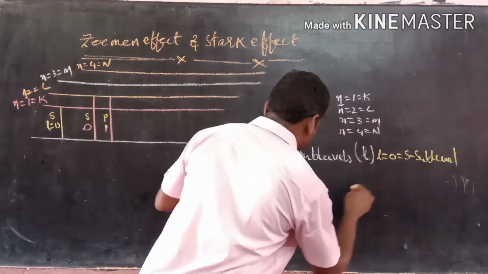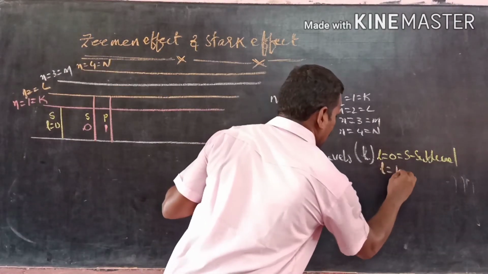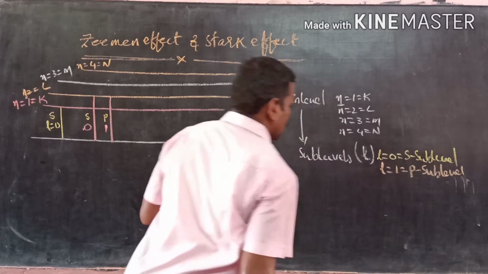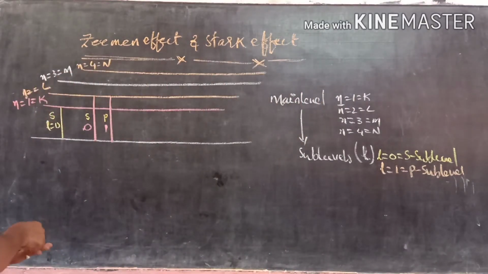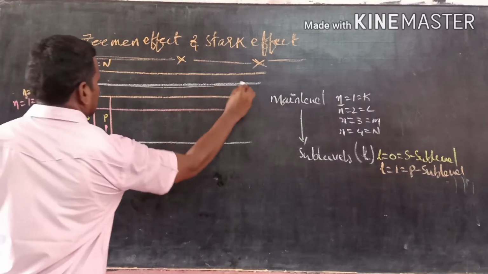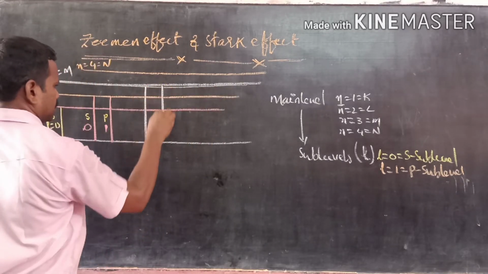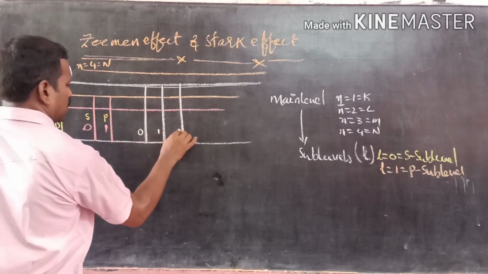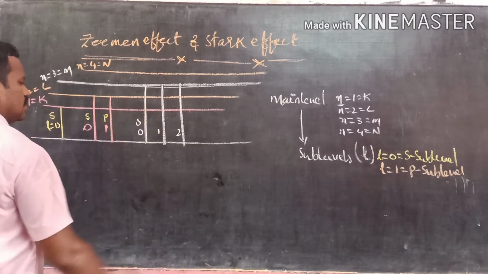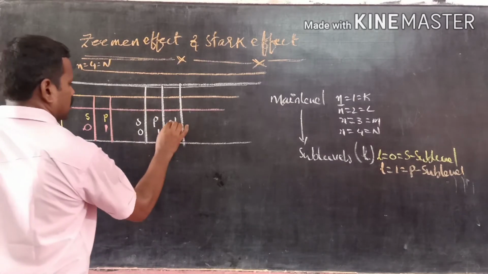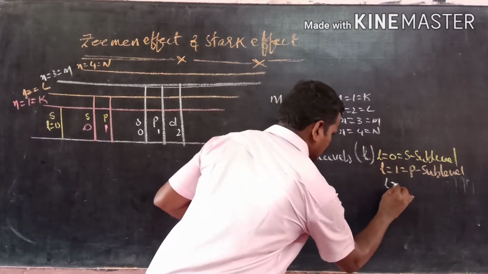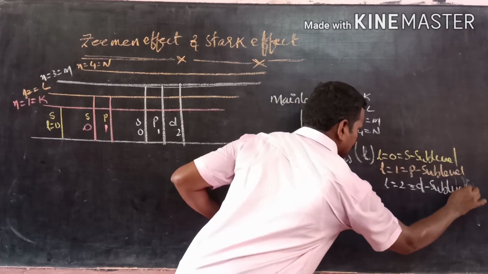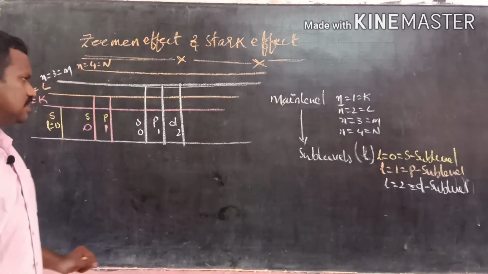Now consider l equals 1. l equals 1 is called the p sublevel. And n equals 3, main level 3, is divided into 3 sublevels. Their numerical values are 0, 1, 2. They are called the s sublevel, p sublevel, and d sublevel. That implies l equals 2 is called the d sublevel.